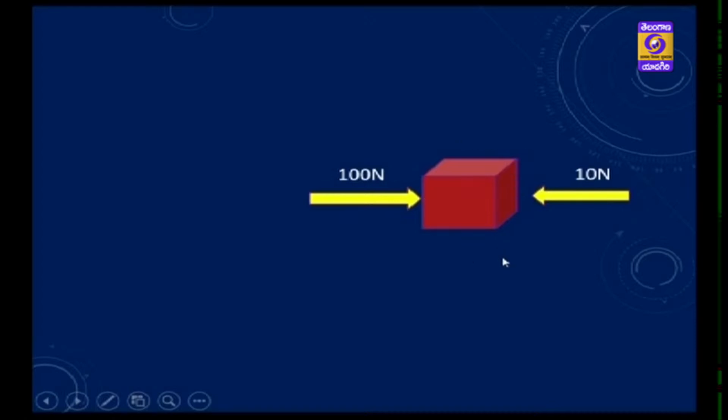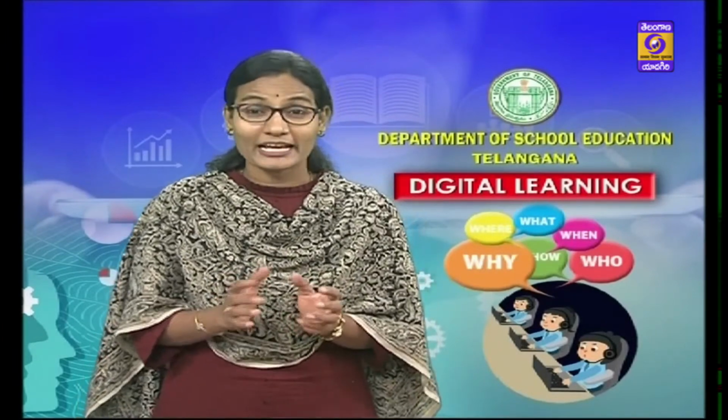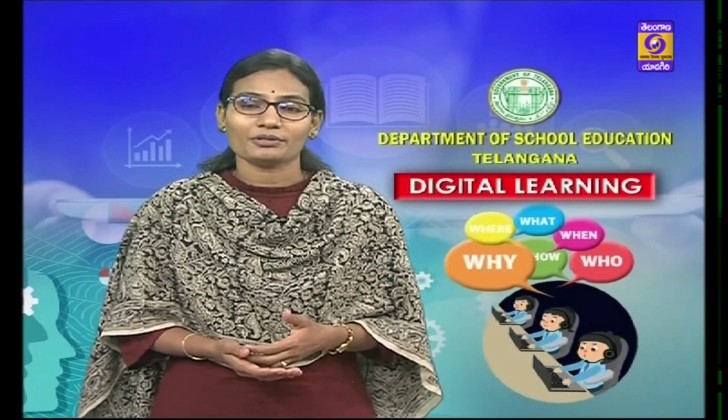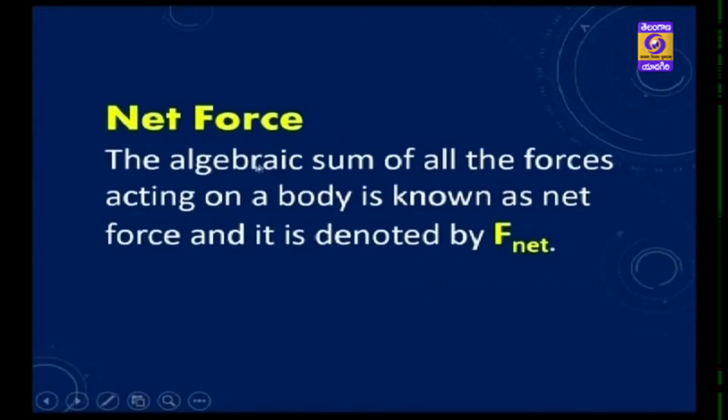Now the question is, children, what is the total force acting on this block? What is the net force? What is meant by net force? At an instant, each object experiences various types of forces in various directions. They may be of the same magnitude or not the same magnitude. So what is this net force? The algebraic sum of all the forces acting on a body is known as net force, and it is denoted by F net.